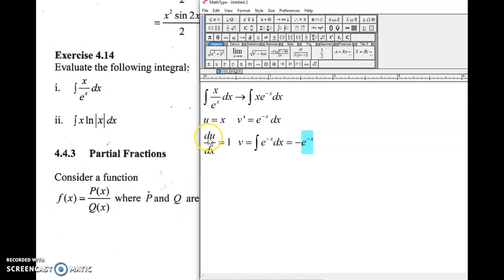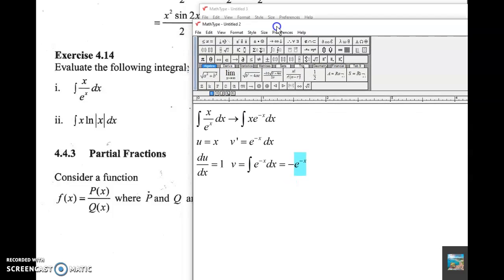Now that we have all of this information, the next thing to do is to just substitute it in our formula, which is this formula. So uv, with u being x, times v, which is negative exponent negative x, minus the integration of v, which is again negative exponent negative x, du. Where is du? du is actually available in this information. So du equals dx.